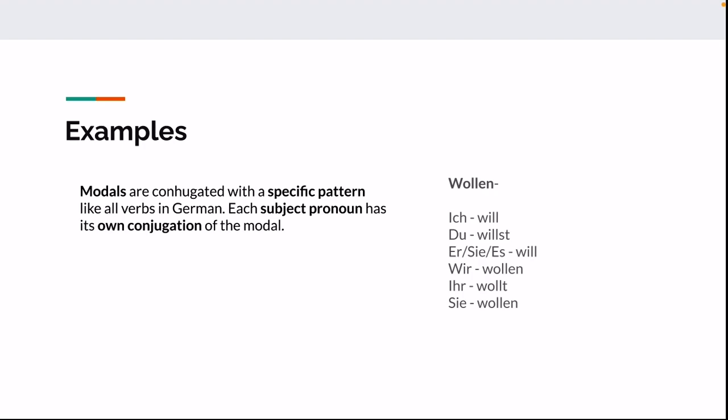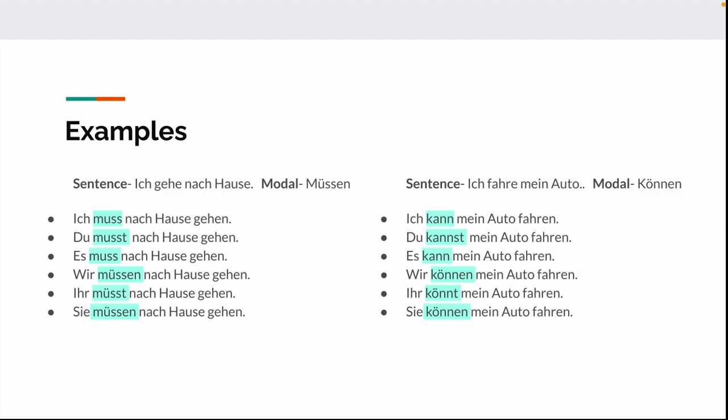Examples. Modals are conjugated with a specific pattern, like all verbs in German. Each subject pronoun has its own conjugation of the modal. As you can see here with wollen, ich, du, er/sie/es, wir, ihr, and sie, they each have their own different version of wollen, which is conjugated. As you can see, there are two identical forms with wir and sie, and that is due to the way things are conjugated in German. Here are some examples in sentences.